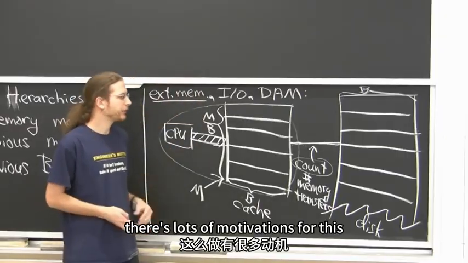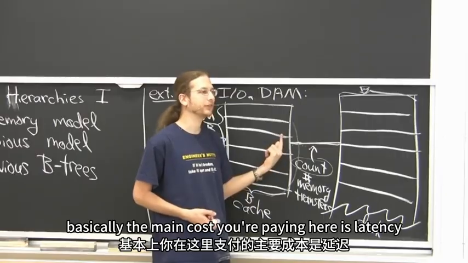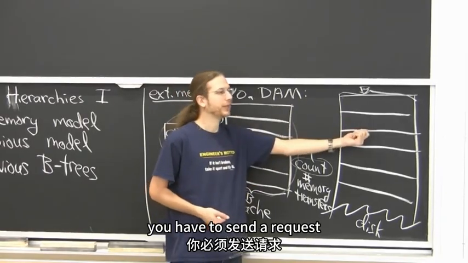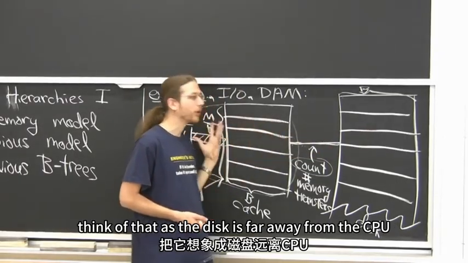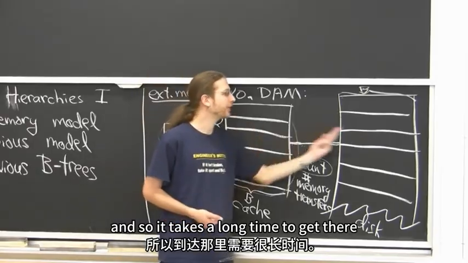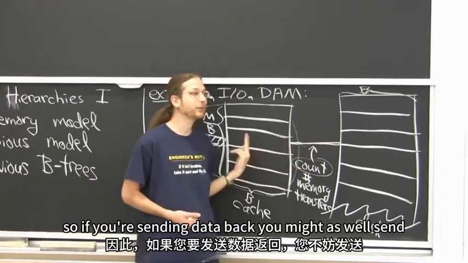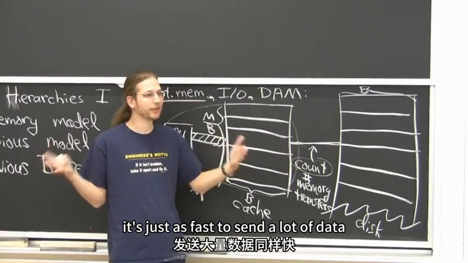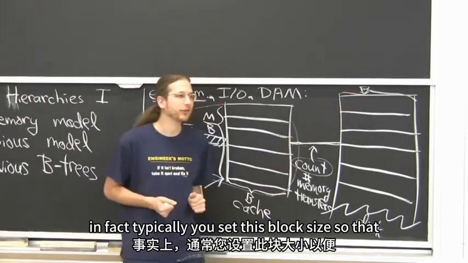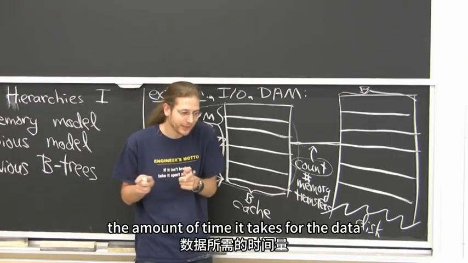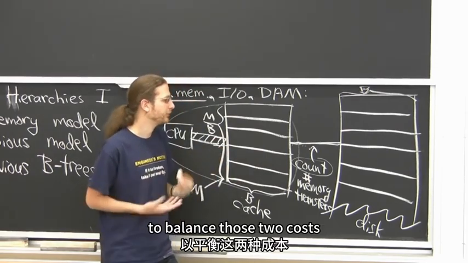There's lots of motivations for this. But basically, the main cost you're paying here is latency. You have to send a request, and then the answer has to come back. Think of that as the disk is far away from the CPU, and so it takes a long time for the request to get there and for the data to get back. So if you're sending data back, it's just as fast to send a lot of data as a little bit of data. In fact, typically you set this block size so that the amount of time it takes for the data to arrive equals the latency to balance those two costs.